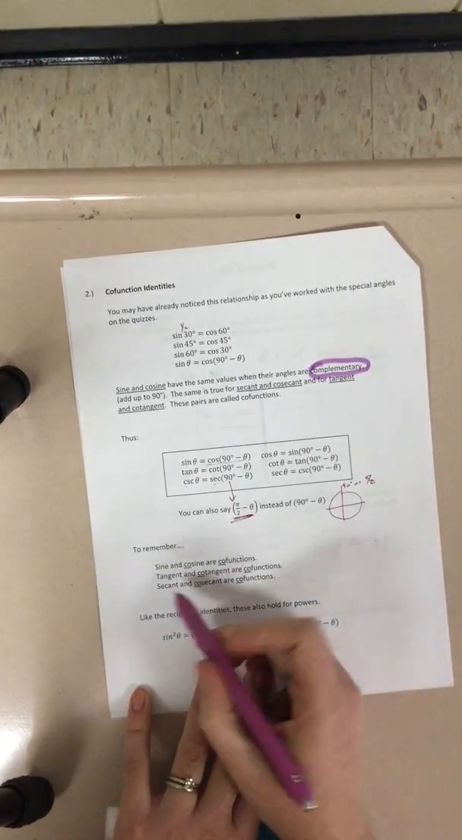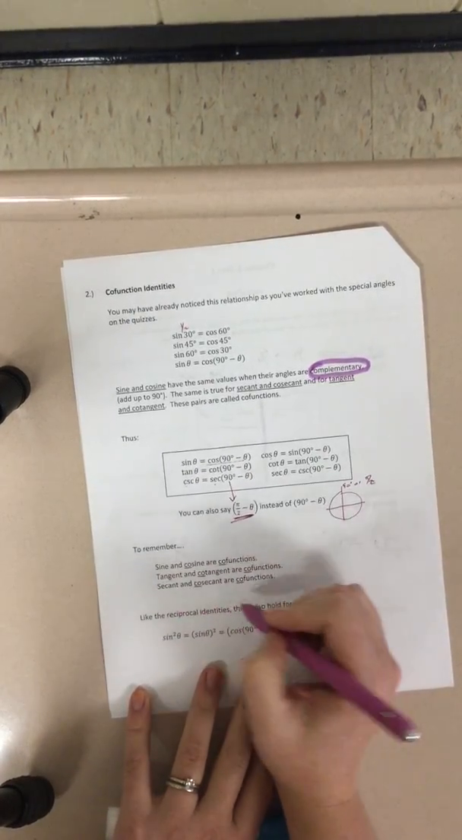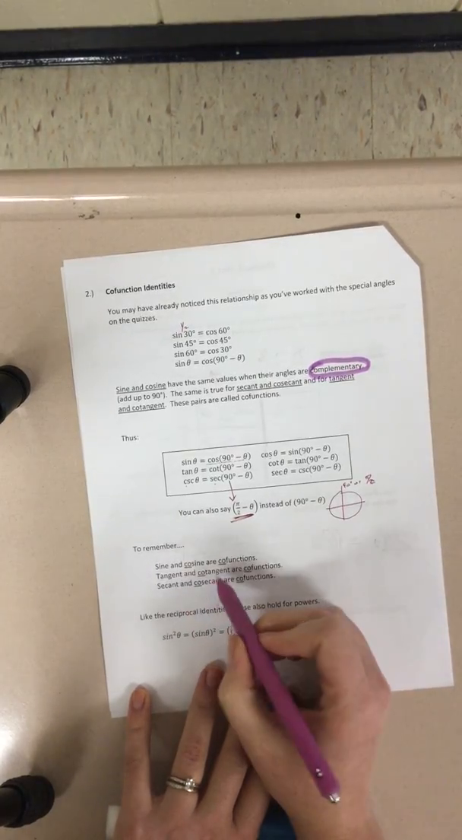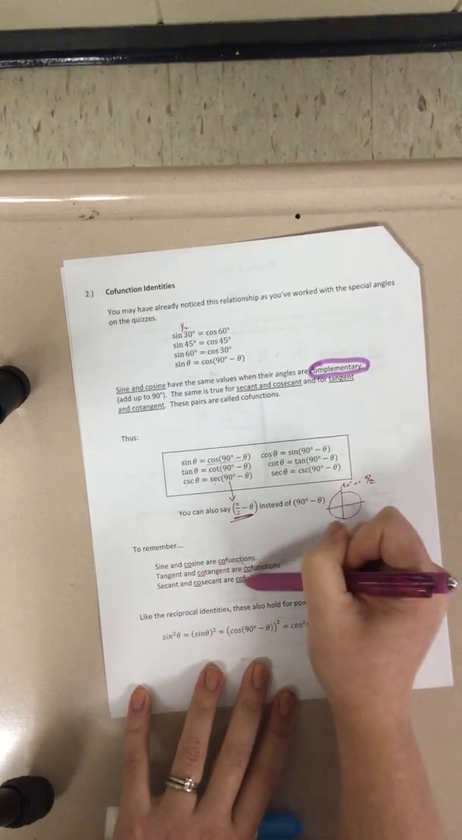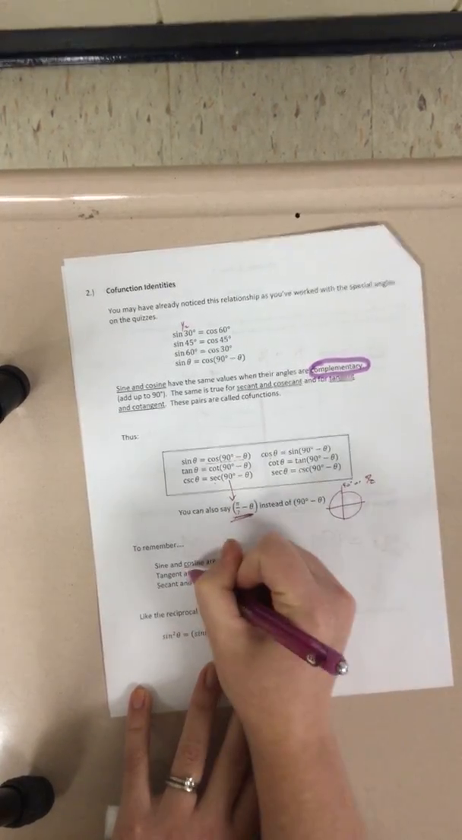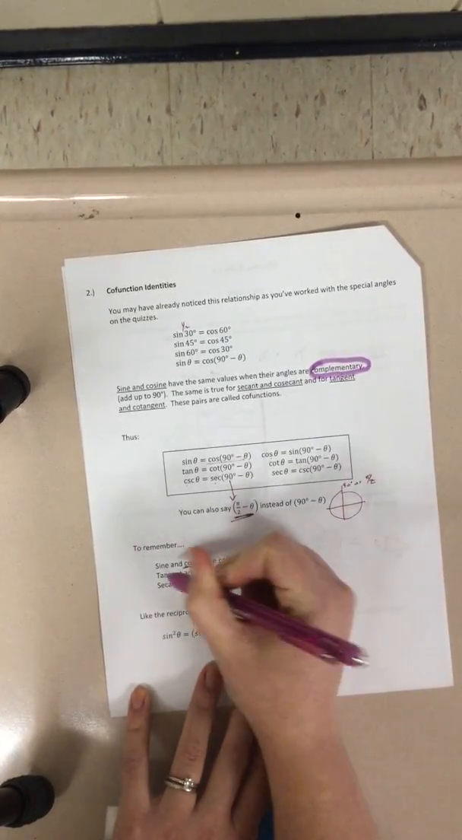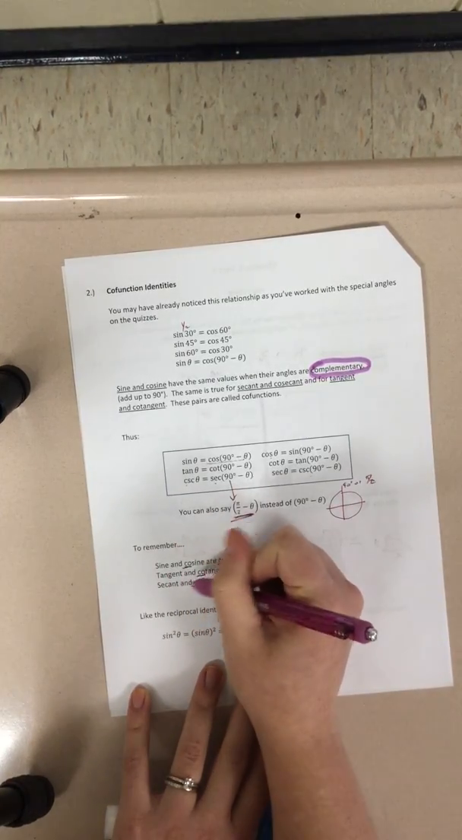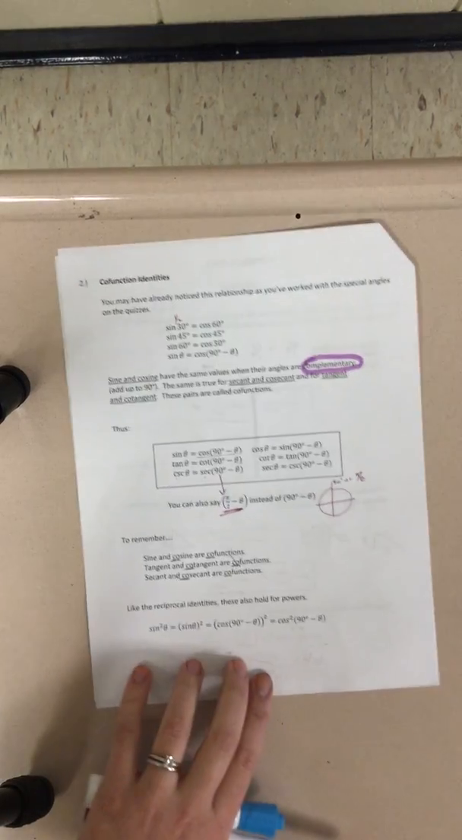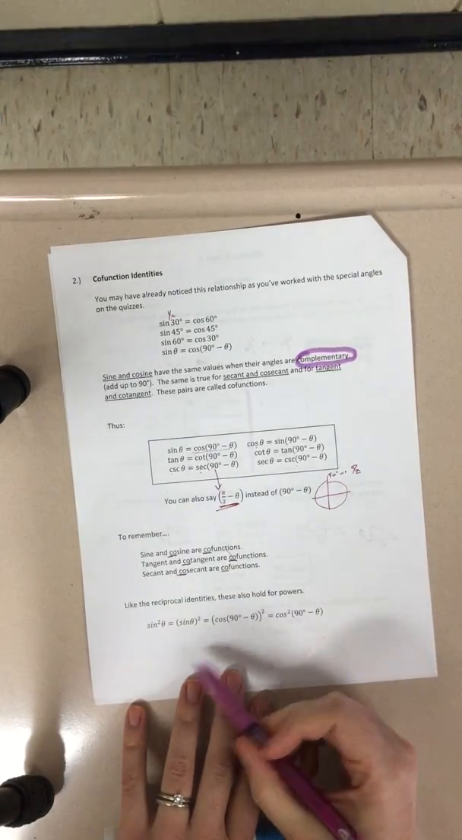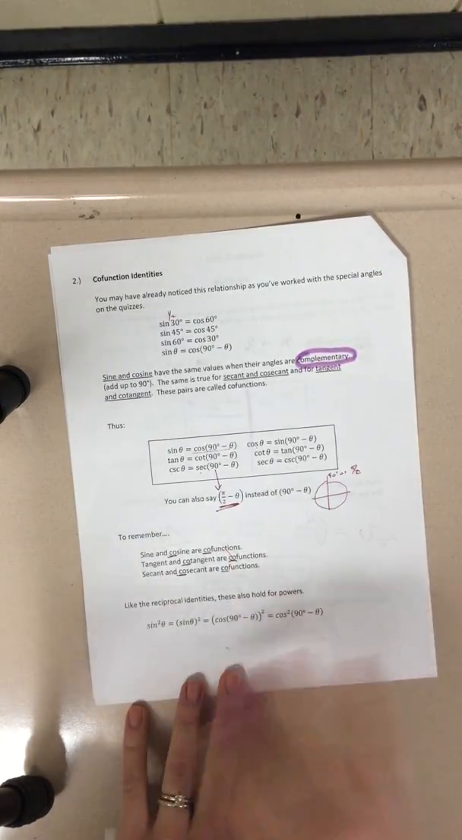So you can remember sine and cosine are cofunctions, secant and cosecant are cofunctions, tangent and cotangent are cofunctions. If you are looking at the mnemonic here, the underlined part is the co. Each one of them has a co. Sine and cosine, tangent and cotangent, secant and cosecant. Those are cofunctions. And then at the bottom you'll note that these principles are true the same way with any power.